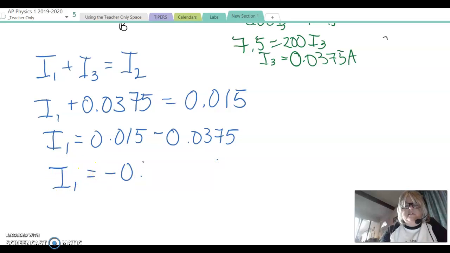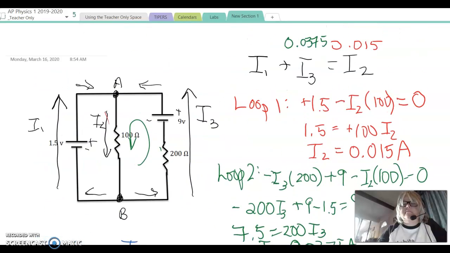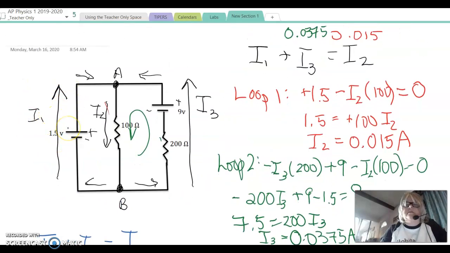negative 0.0225. We got a negative there. That tells me that when I look back at my circuit, I had I1 going in the wrong direction. I1 should be going in that direction. The number is still correct, but I just had the current going in the wrong way.